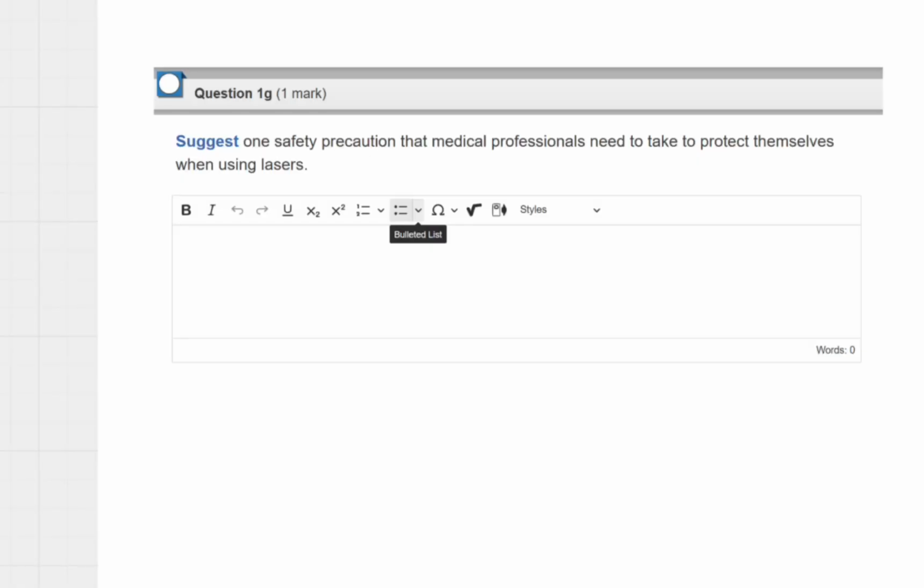That's it. Let's do question 1G. This is quite a simple question. It's a 1 mark question. Suggest one safety precaution that medical professionals need to take to protect themselves while they're using lasers. Let's just be very practical with this one. When you're working with lasers, you have to wear protective eyewear. So that can be one suggestion. Let's just write that down over here.